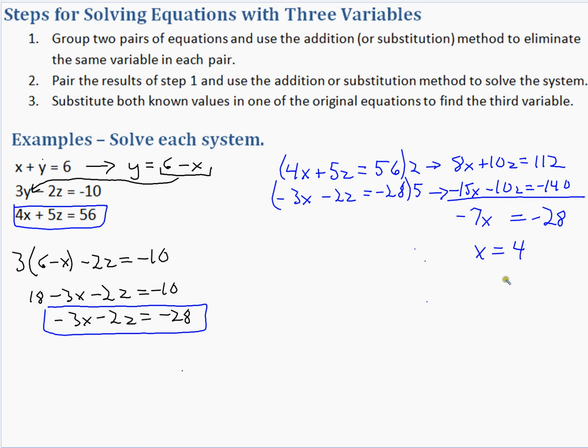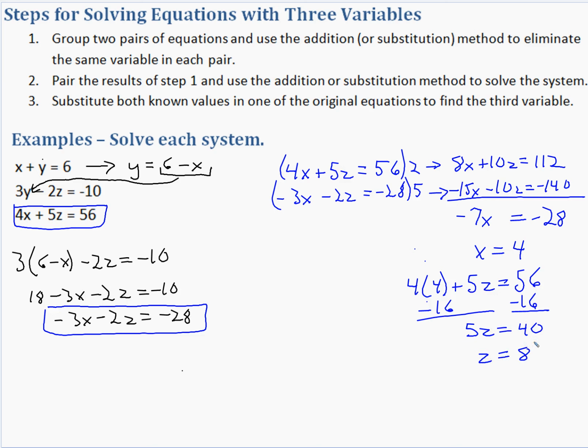Now we're going to come back through. We can plug this into one of our original equations. Let's plug it in this one. So we have 4 times x. Well, x was 4, so 4 times 4 plus 5z equals 56. This is a 16, so we'll subtract 16 from both sides, which gives us 5z equals 40. And then dividing both sides by 5, you get z is equal to 8.